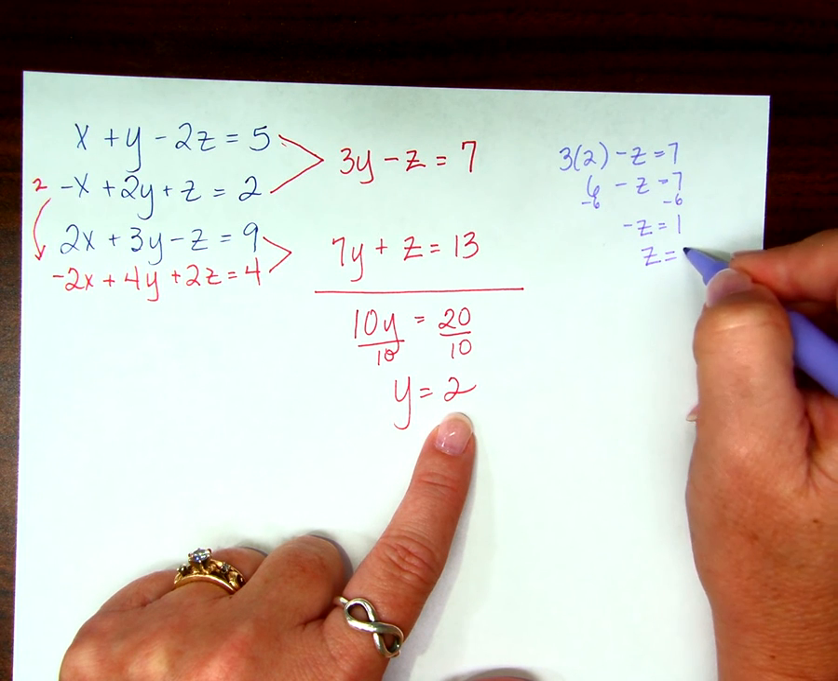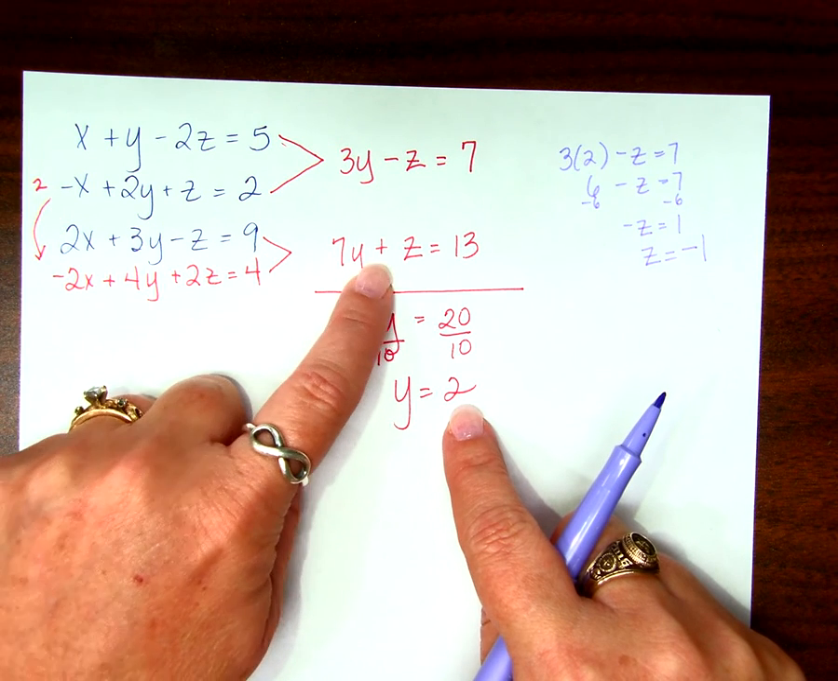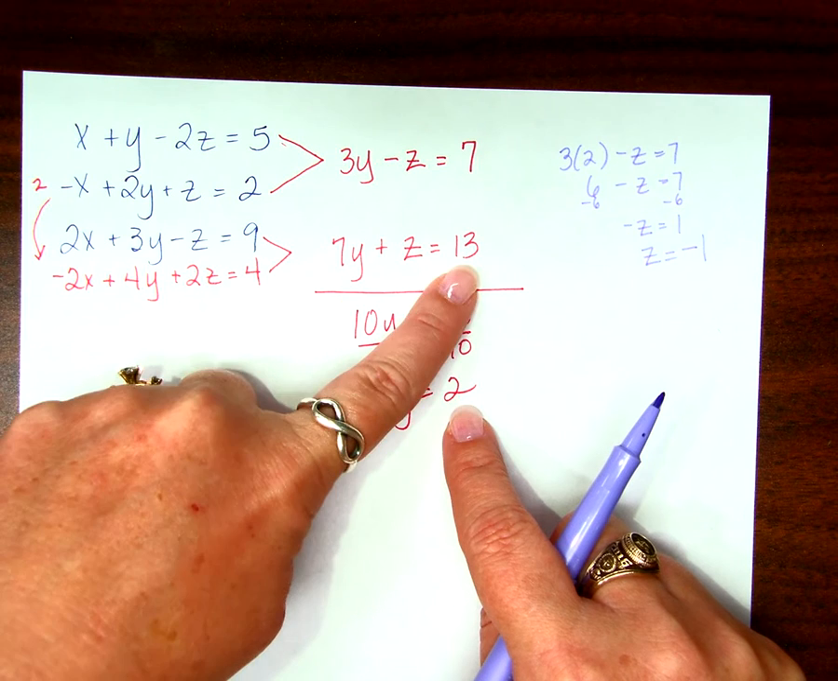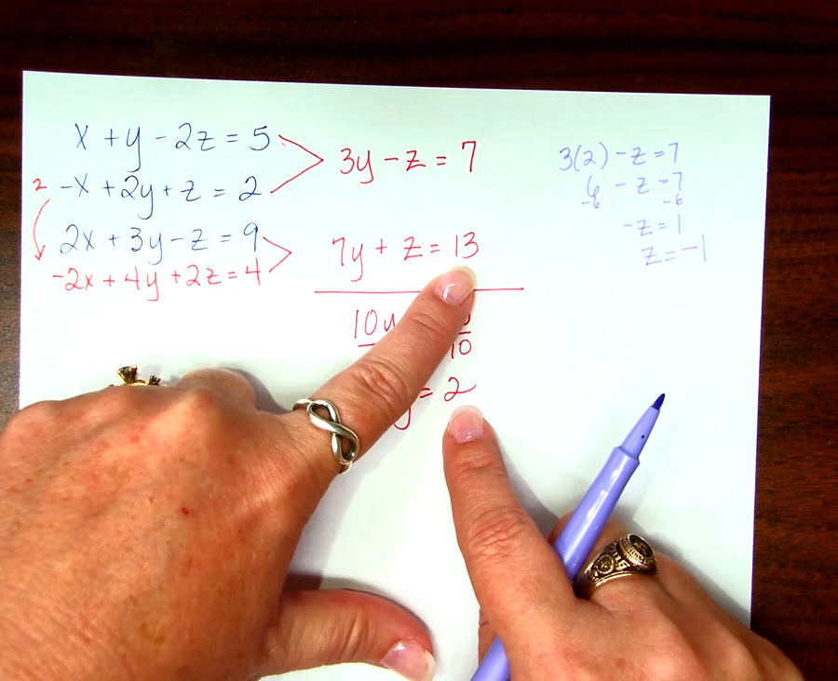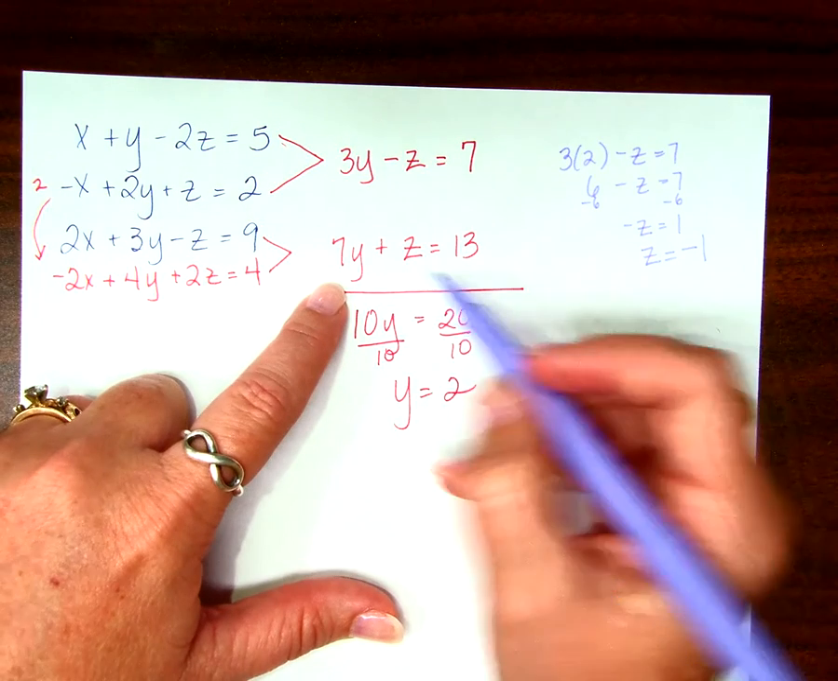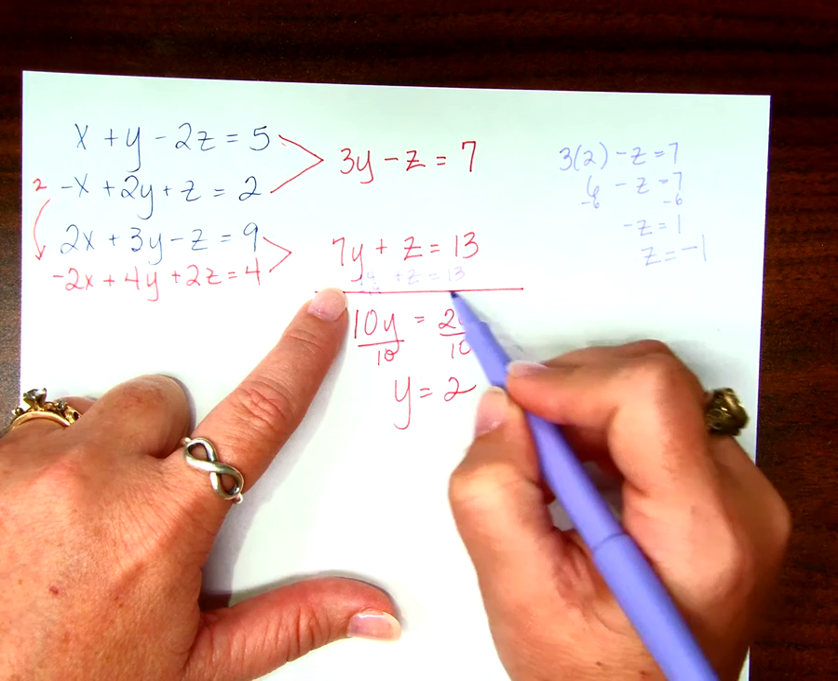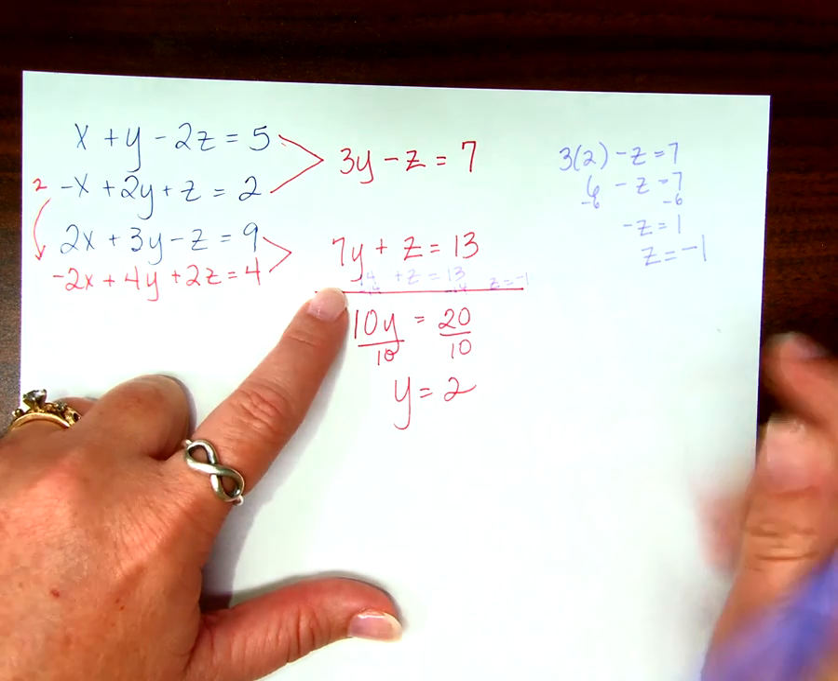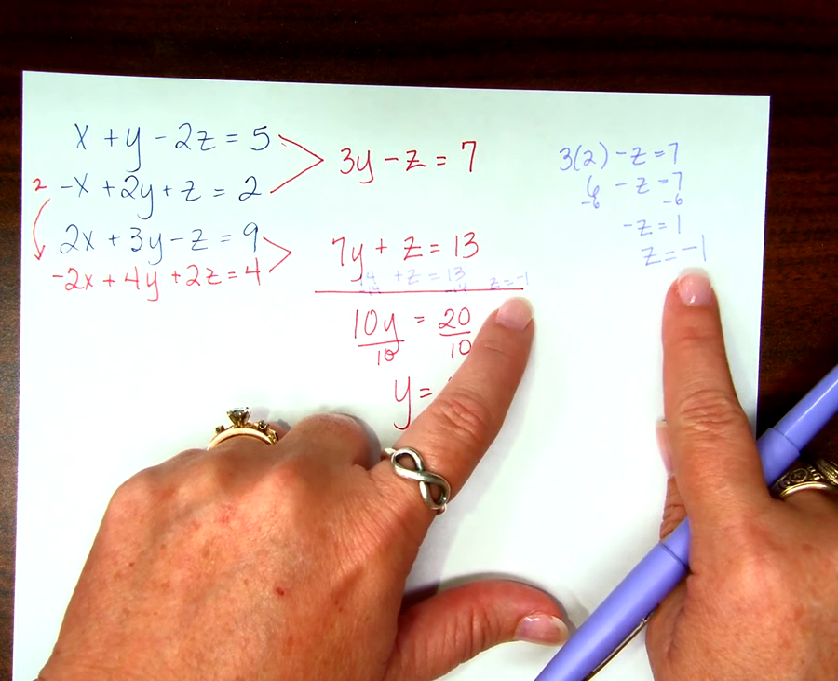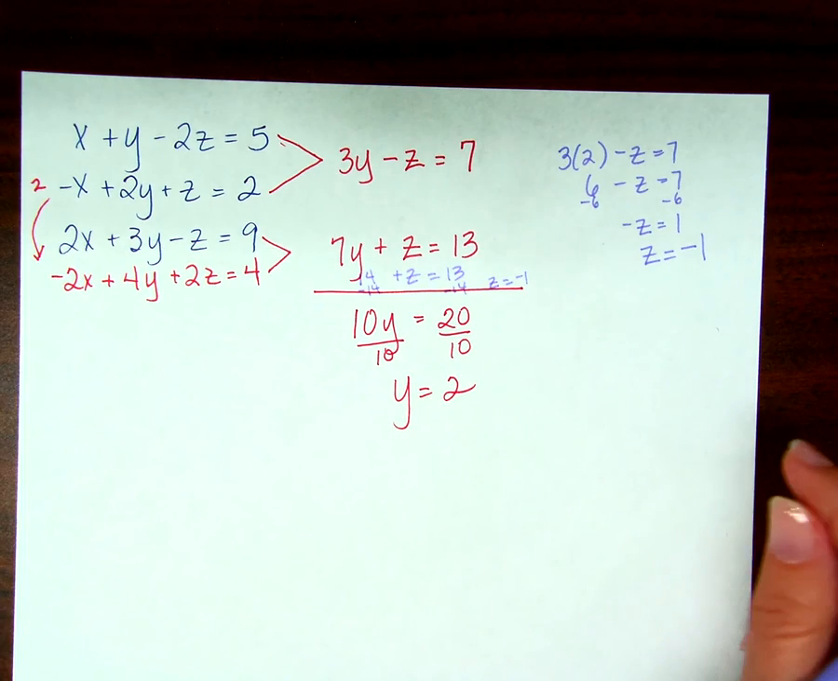Negative 1. Look at this. 14 plus z equals 13. If I subtracted 14 from both sides, I get z equals negative 1. I'm going to get the same answer no matter which one I choose. Same thing. Do you have to plug it into both of them? No, I was doing it to make a point. You just have to plug it into one. You're going to get the same value no matter which one you plug it into.